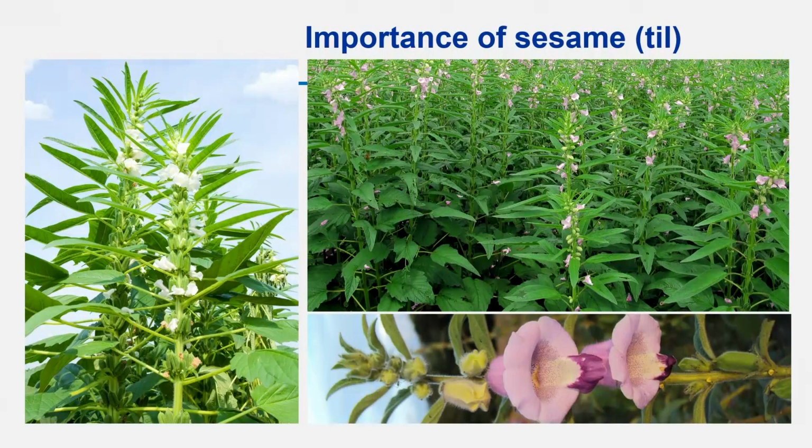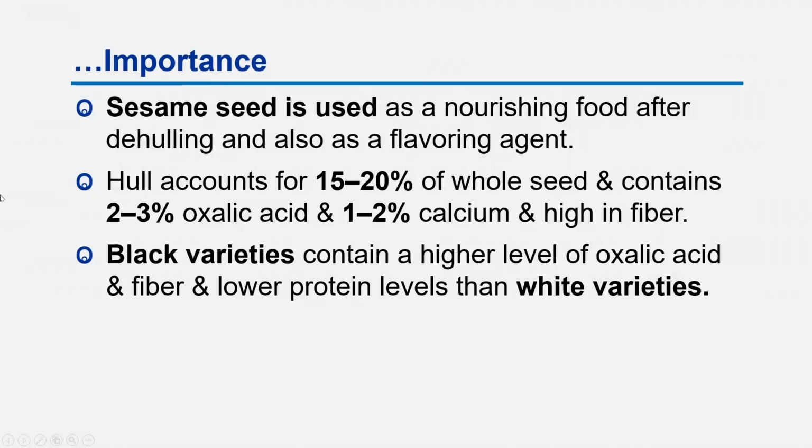Now we start the crop sesame and particularly the importance of the sesame crop. Many of you might be knowing that sesame is also called as til, and which is used for several purposes in the country. You can see the good crop of til, and it has pink flower, it can have white flowers also. So, sesame seed is used as a nourishing food after dehulling and also as a flavoring agent.